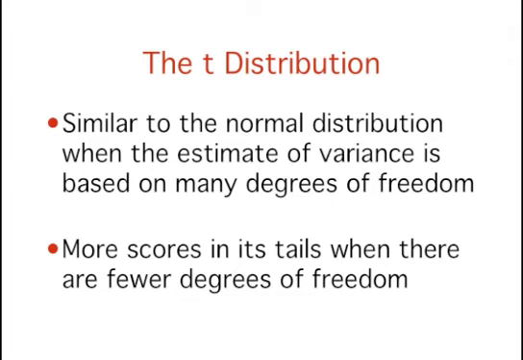The t-distribution is very similar to the normal distribution when the estimate of variance is based on many degrees of freedom. But when there are fewer degrees of freedom, the t-distribution has relatively more scores in its tails. You'll learn more about degrees of freedom in a later section, but they basically refer to how much information an estimated standard error is based on. The number of degrees of freedom is determined by the sample size.